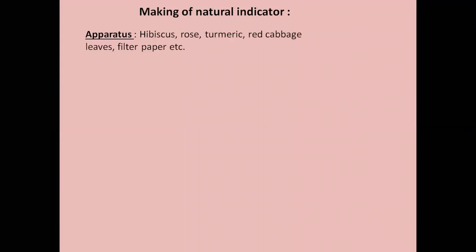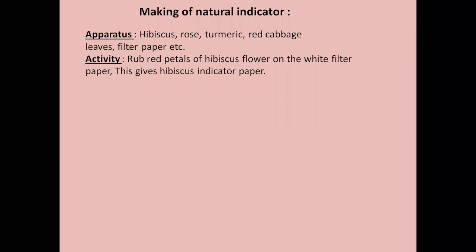Let's see what apparatus I'm going to use. I can take hibiscus plant, rose, turmeric, red cabbage leaves, and filter paper. Then these red petals of hibiscus flowers, I'm going to rub them on the white filter paper. When I rub the hibiscus flower petals on the white filter paper, it will become a hibiscus indicator paper. We will see how it changes color.